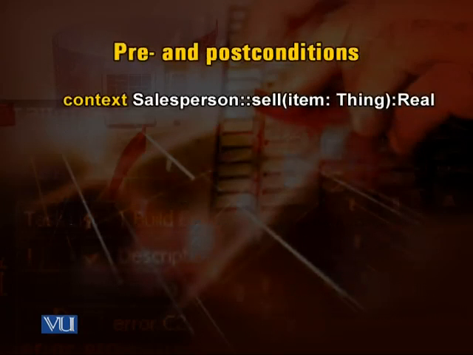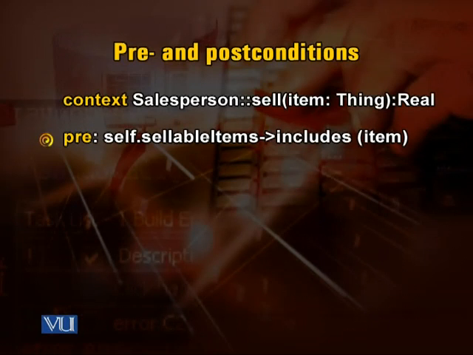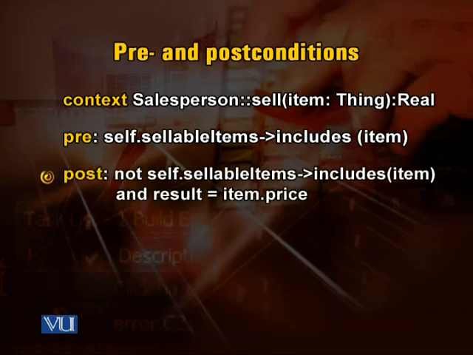So we say context is the salesperson and the operation is sell. The parameters are item things. It is returning a real number. The precondition is sellable items includes, so this is the item. And the post condition is not self-sellable items includes item and result is equal to item dot price. So this pre and post condition बिल्कुल वही concept है जो design by contract का concept है. Only thing is the notation is slightly different.